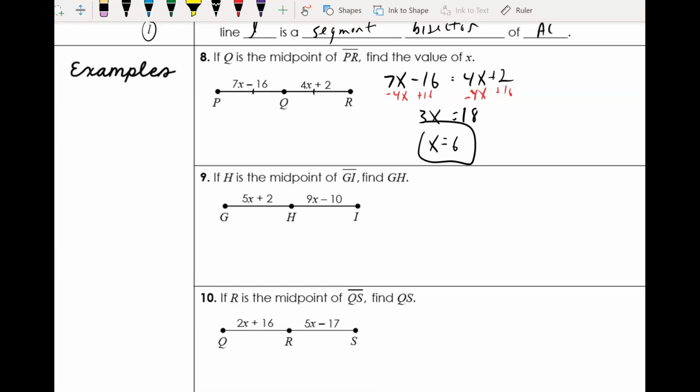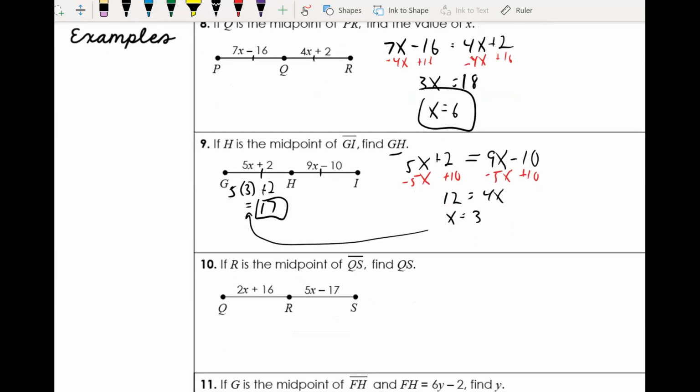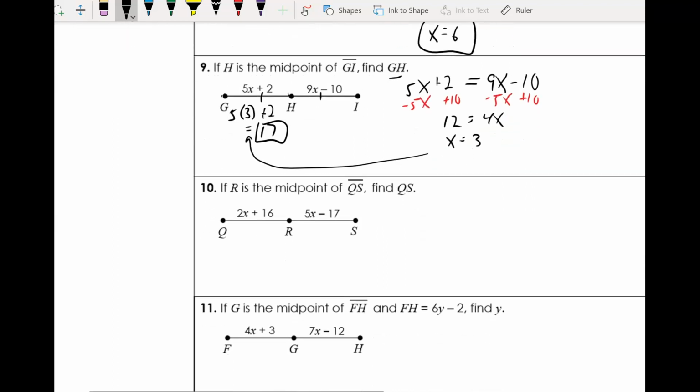Here we go, try number 9. H is the midpoint of GI. Let's find the length of GH. So we're going to take it one step past x. Okay, pause it and try it. Okay, so we set them both equal. We found that x equals 3. Come over here, since we're looking for GH from here to here. I plugged 3 in for the x, and I got 17. Okay, let's try number 10.